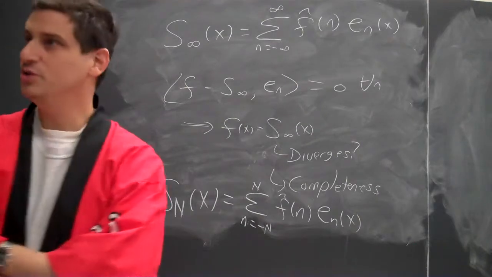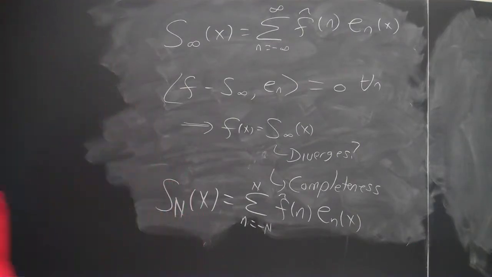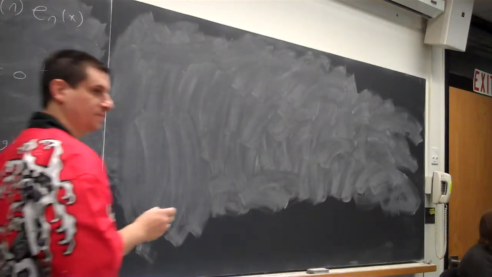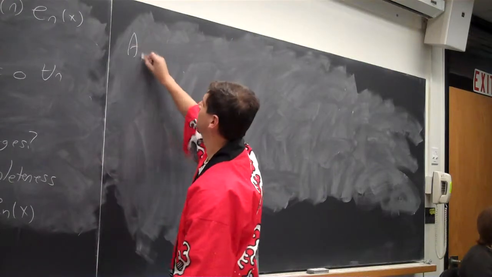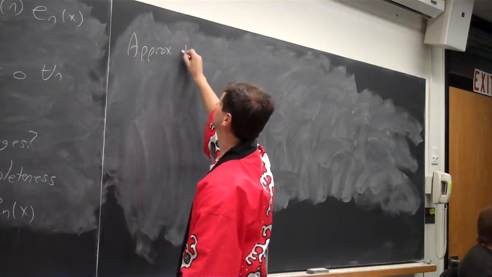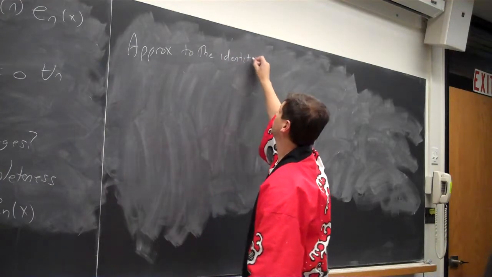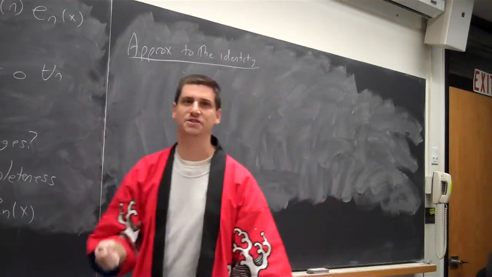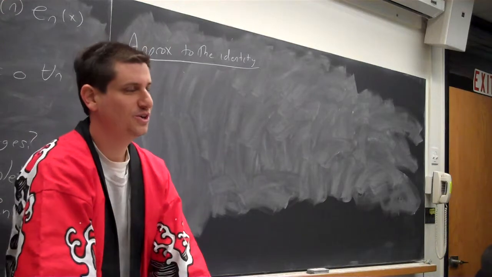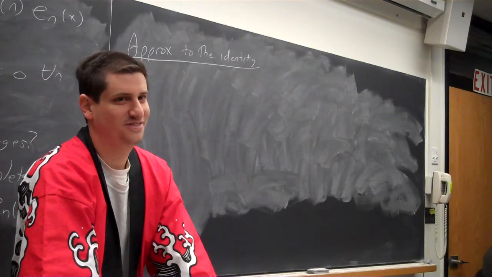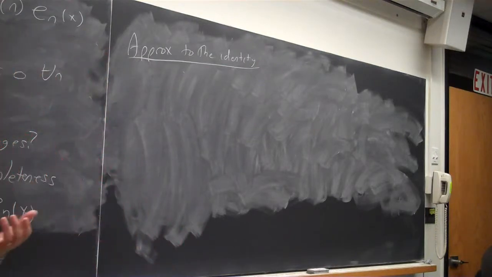So we will see the different types of convergence issues. Okay, so what I want to do is, we've still got a couple of minutes, I want to get into approximations to the identity. How many of you have heard of approximations to the identity? Okay. So we're getting into new ground. Approximations to the identity. So I'll put the physicists on the spot. What is often called a function but it's not a function? The Dirac delta function. It's really the Dirac delta functional.